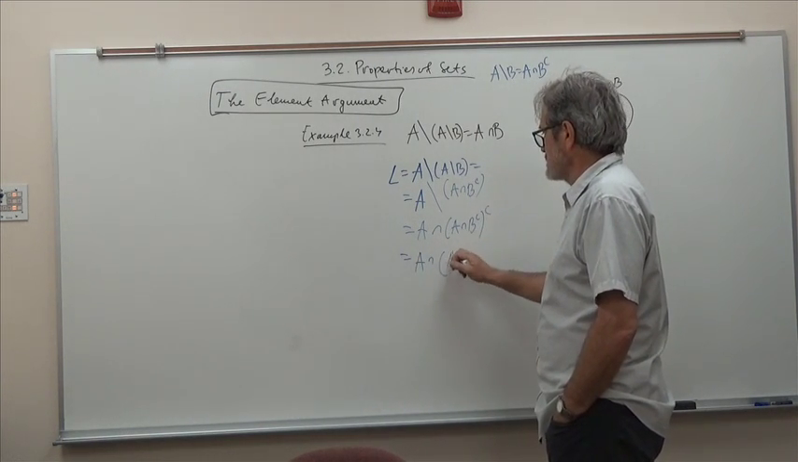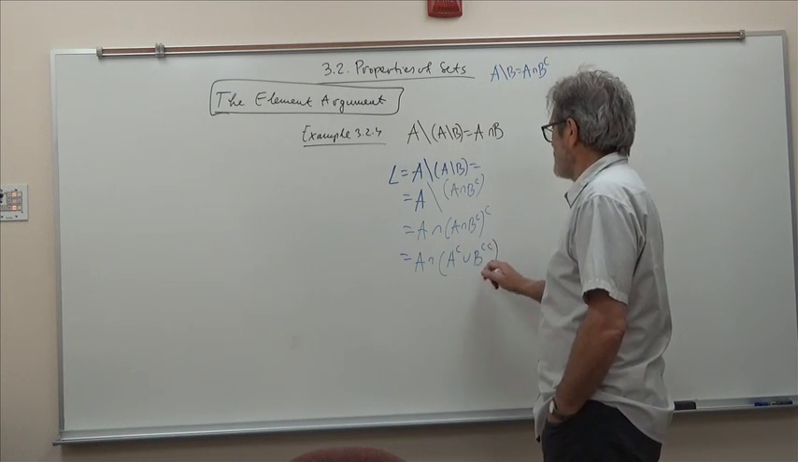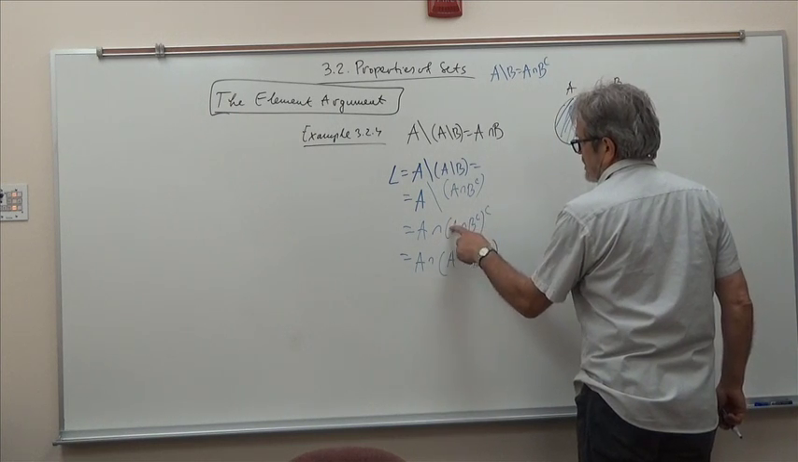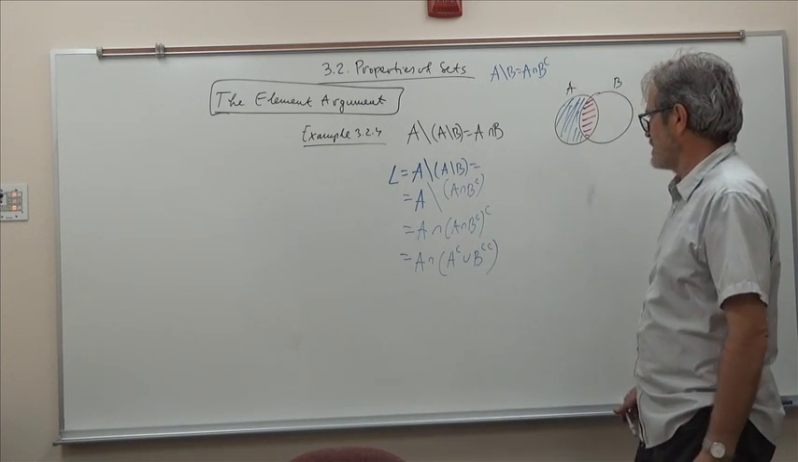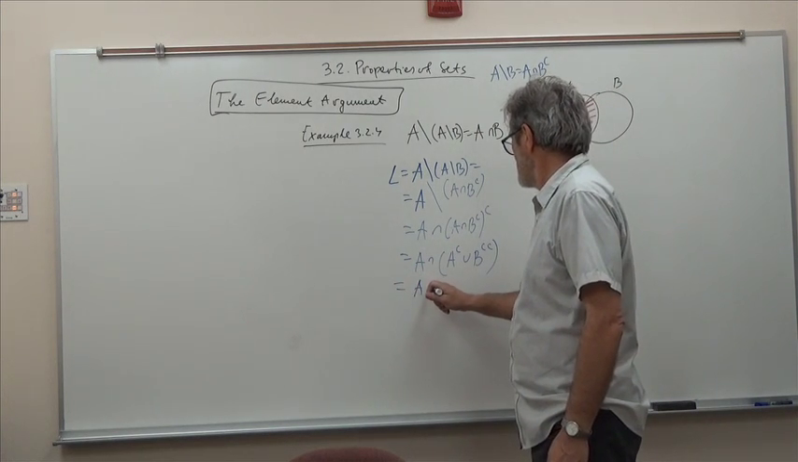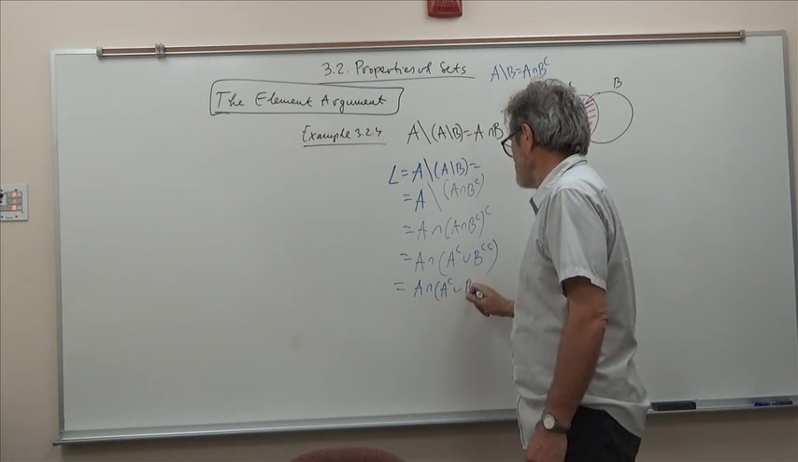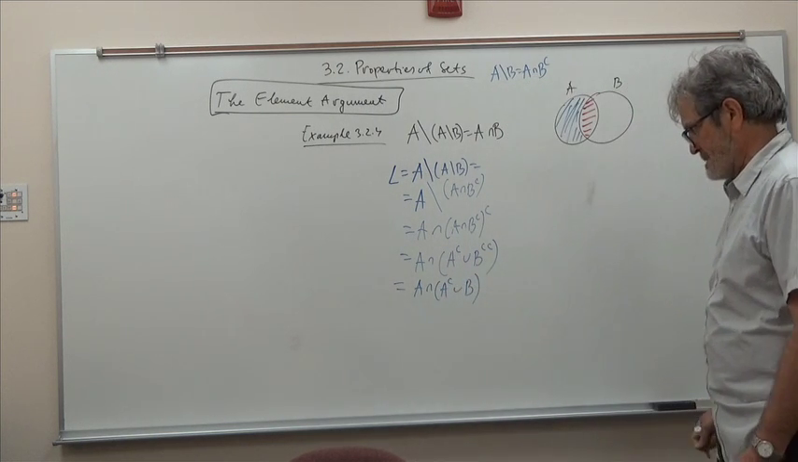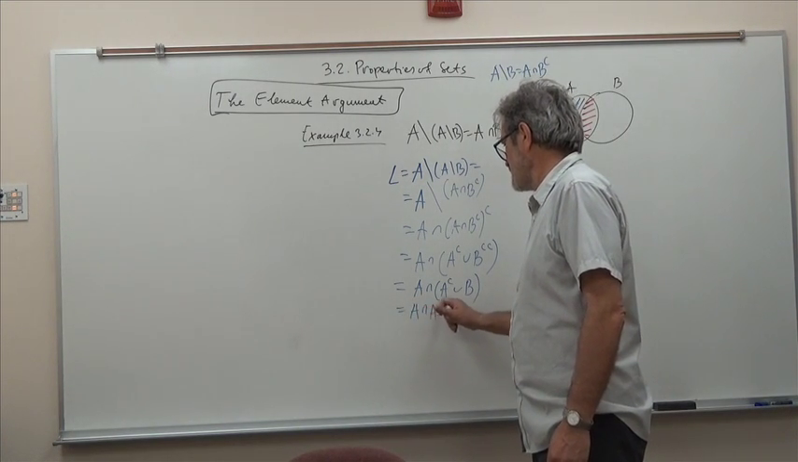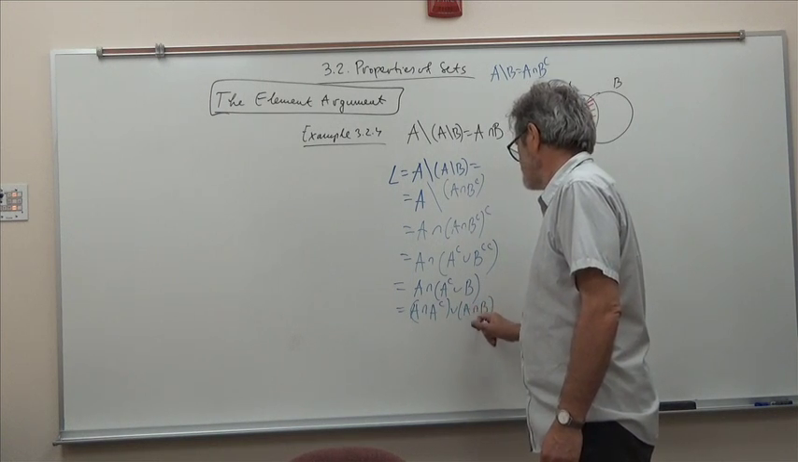Now I use De Morgan's law. I get (A complement union B complement complement). De Morgan's law says intersection becomes union, complements get attached individually. So what would that be? This is A intersection (A complement union B), since B complement complement is just B. And now I use the distributive law, it's (A intersection A complement) union (A intersection B).